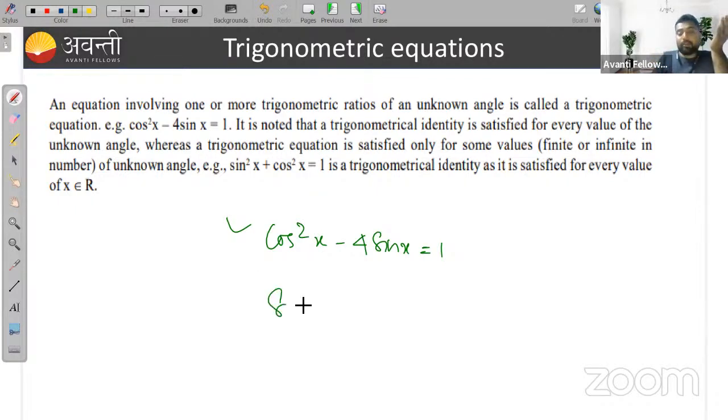But sin square x plus cos square x is equal to 1 is an identity, a trigonometric identity.